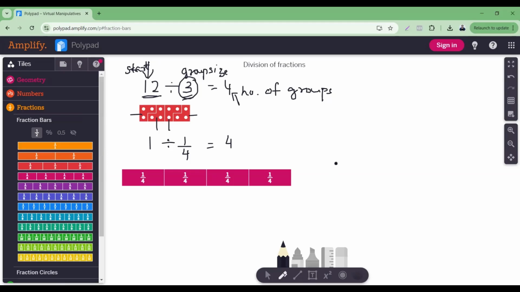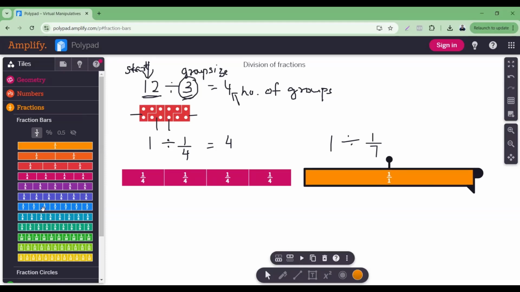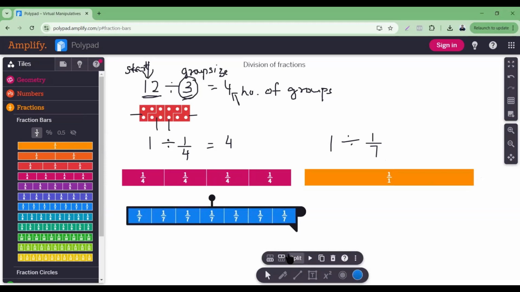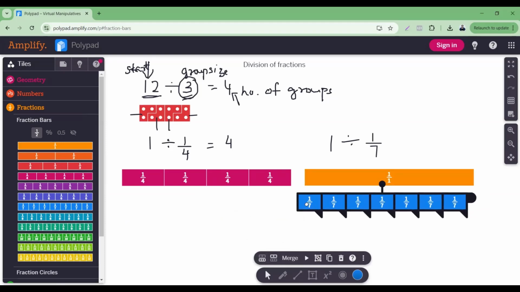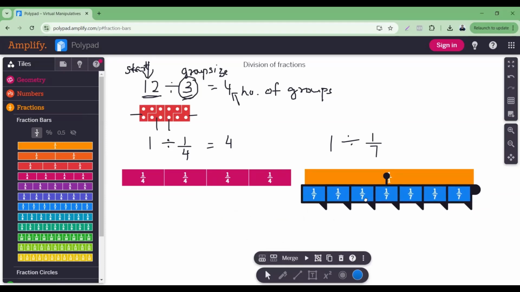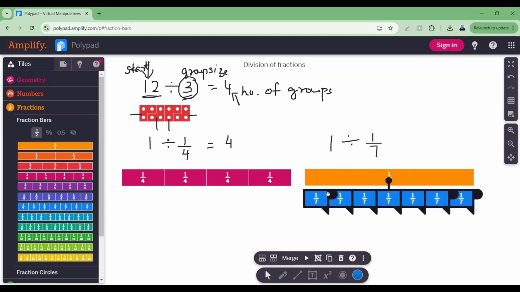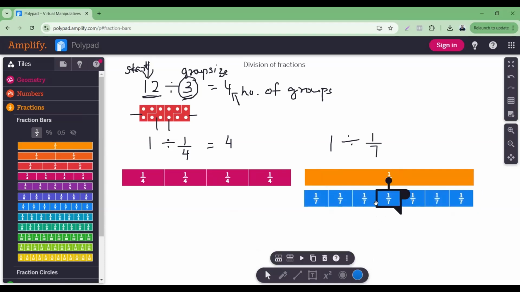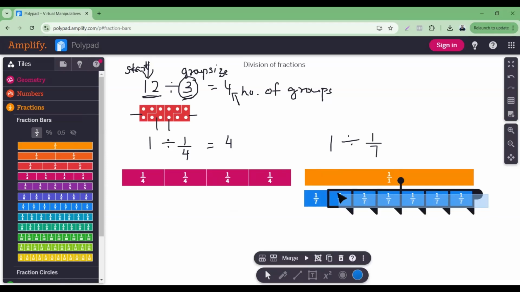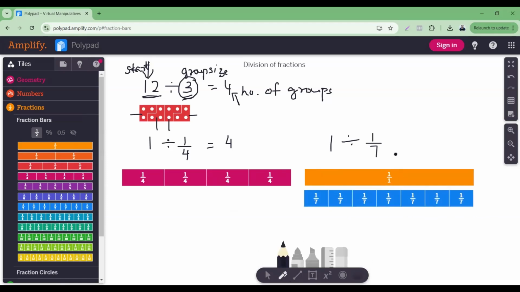Similarly, if I do 1 divided by 1/7, that means what? I'm taking 1, and let me take a 1/7. 7 such 1/7s I have to use. See here, what is happening? 7 such things had to be used to fill it up, right? So the number of groups, the answer, is 7.